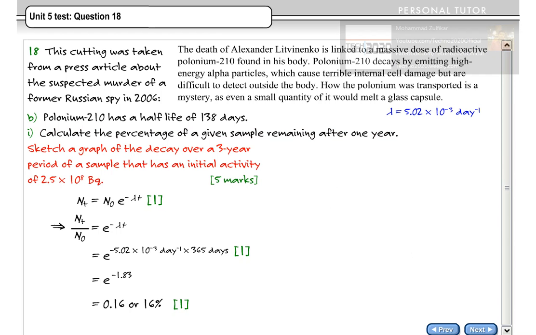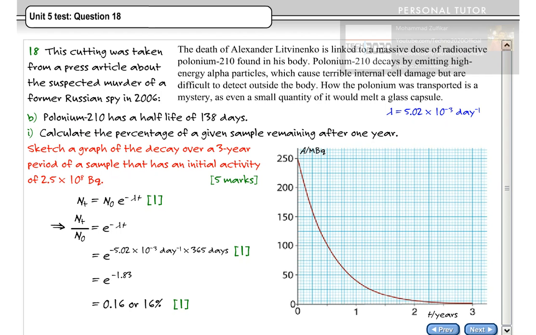In the last bit of B1, 3 years is nearly 8 half-lives, so your curve should decay to almost 0, but not quite. Even though this is a sketch graph, you should show that after 1 year the activity has fallen to 0.16 of its original value, as you have just calculated.